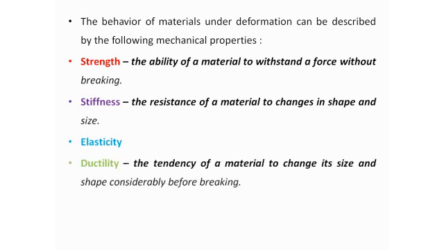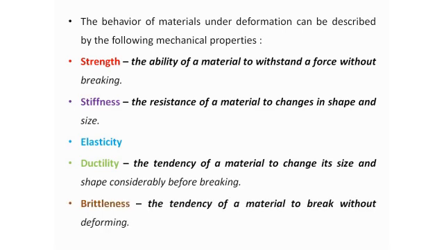So what do you mean by ductility? Ductility is the tendency of a material to change its shape and size considerably before breaking. Suppose we have pulled the rubber band, right? Now the shape of the rubber band, earlier, may be a thick one or a bigger one. Upon pulling, it will become a leaner or thinner one, right? So this is ductility: the tendency of a material to change its size as well as shape considerably before breaking.